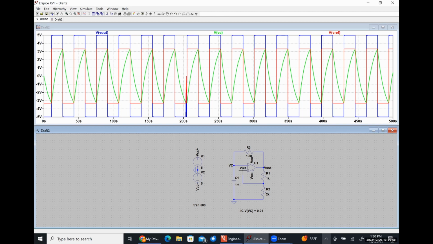Because we have positive feedback, our output voltage is always going to be either plus or minus saturation. So the reference voltage is going to be R2 over R1 plus R2 times the positive saturation, or the negative of that same value. So it's going to be a square wave, so that our capacitor voltage is always chasing our reference voltage as we allow the capacitor to charge and discharge.